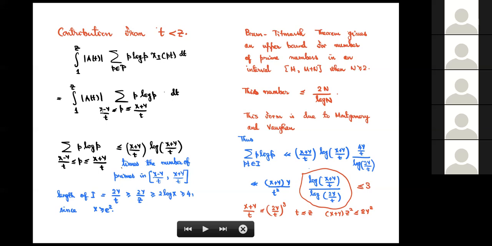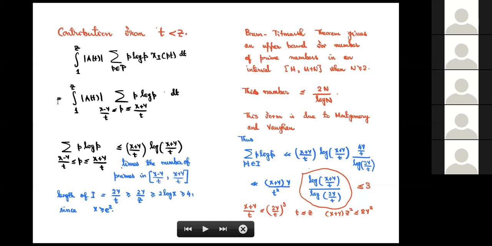Again, this condition tells you that p is between x minus y by t and x plus y by t, and you are interested in this sum. Now, p log p is not a serious obstacle. You just bound it by its maximum value on this interval. So it's x plus y by t times log of x plus y by t. And then you have to multiply this by the number of prime numbers in this interval x minus y by t to x plus y by t. The length of this interval is 2y by t, as you see.